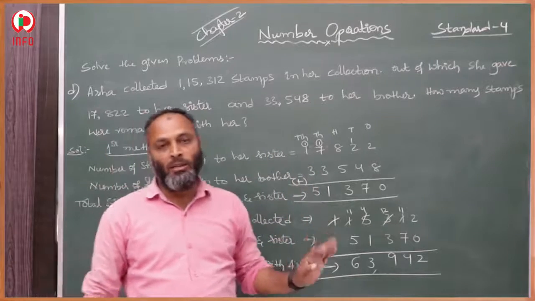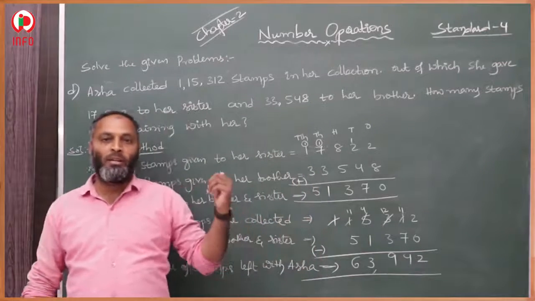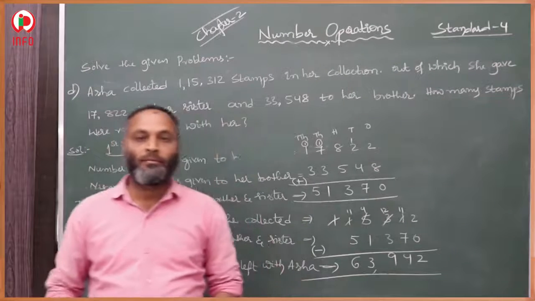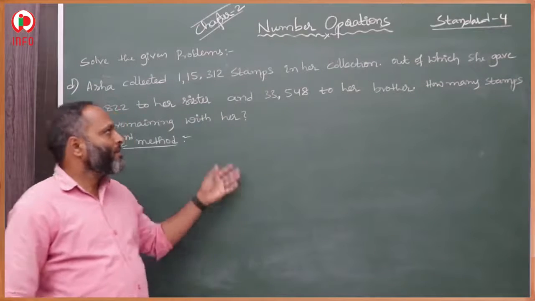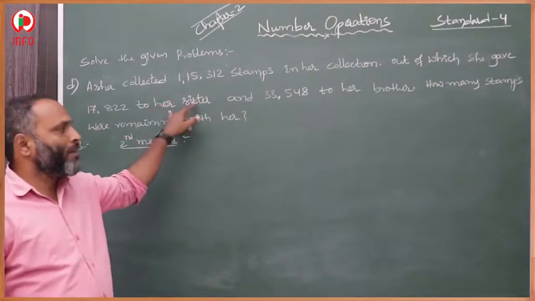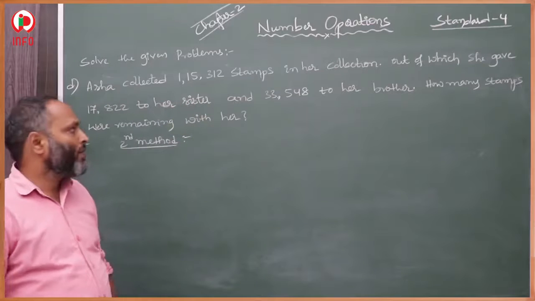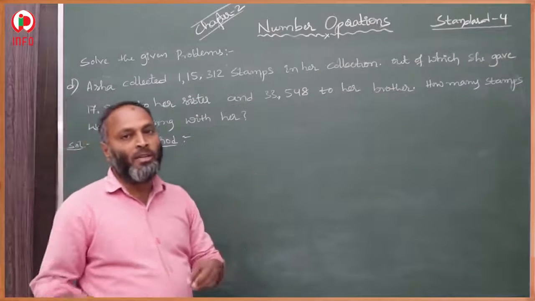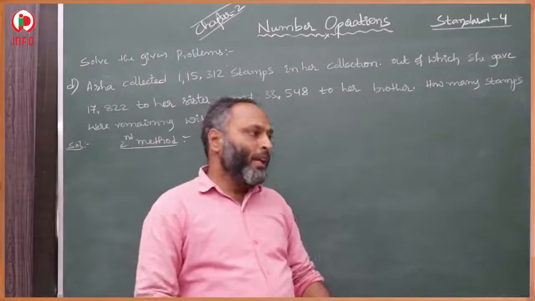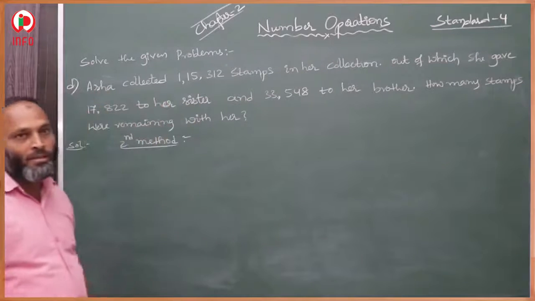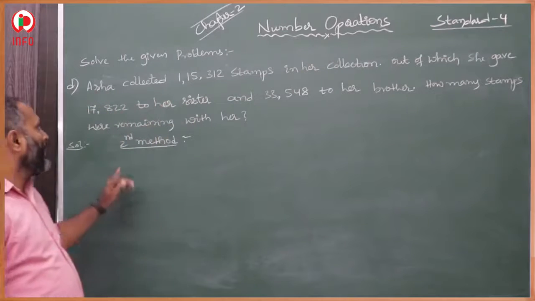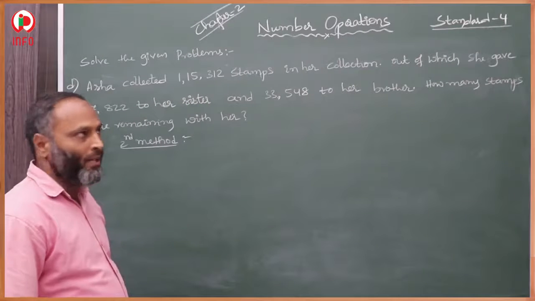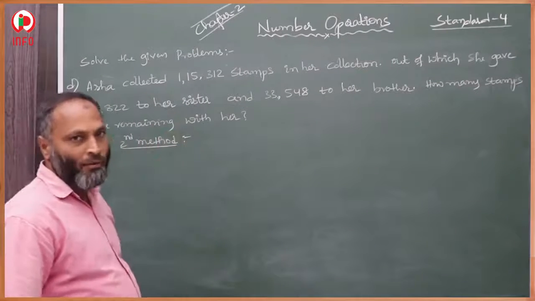This is the first method. And one more method is there. I am going to explain that one more method. In the first method we discussed, first we found the number of stamps given to her brother and sister. So we added and we subtracted. Addition and subtraction both are involved in the first. In the second, only subtraction is there. Then how to find how many stamps left with her? First, total stamps we have to take.